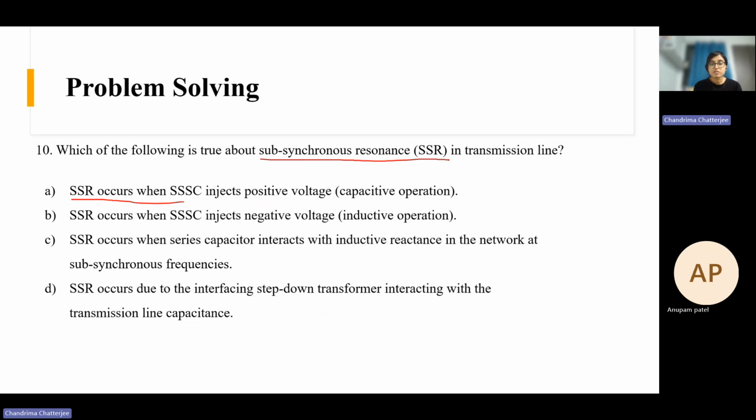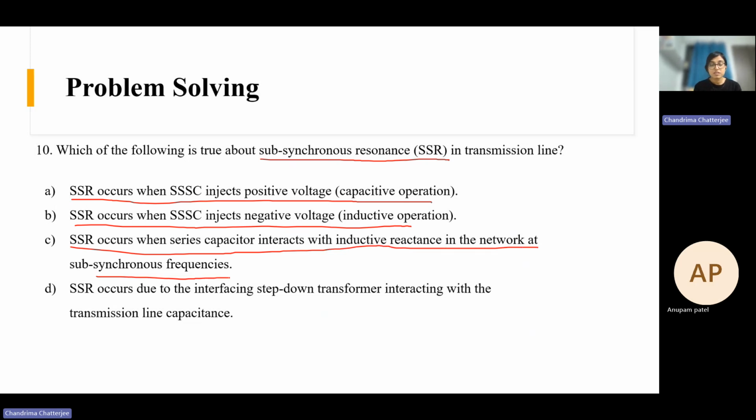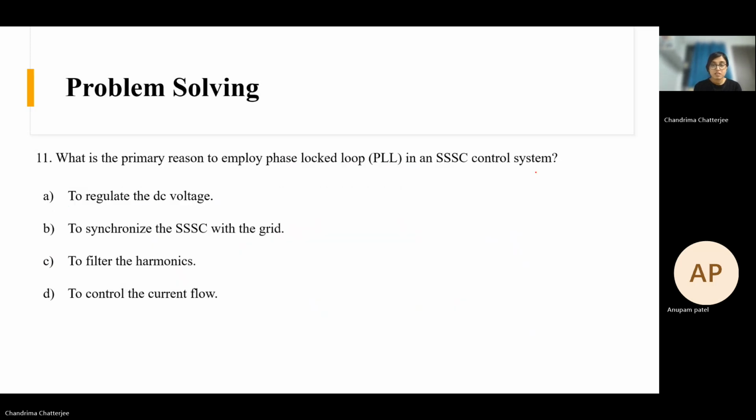SSR occurs when SSSC injects positive voltage. SSR occurs when SSSC injects negative voltage. SSR occurs when series capacitor interacts with inductive reactance in the network at subsynchronous frequencies. SSR occurs due to the interfacing step-down transformer interacting with the transmission line capacitance. Option C is correct. It occurs when the series capacitor interacts with inductive reactance in the network. Next question.